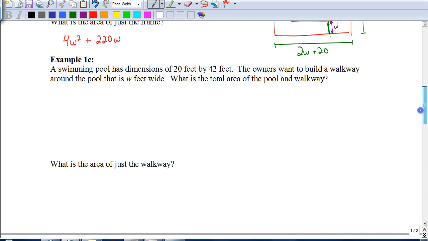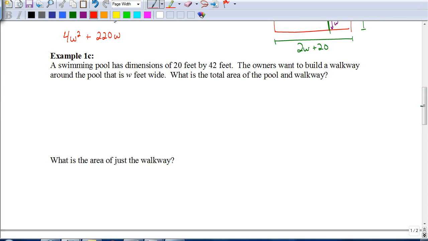Okay, now I want you guys to try this one completely on your own. So start out by drawing a diagram for the story problem, and then use that diagram to come up with your new dimensions, and use those dimensions to find the total area of the pool and the walkway, and then find the area of just the walkway. So pause the video, work this problem out, and hit play when you're ready to check your answer.